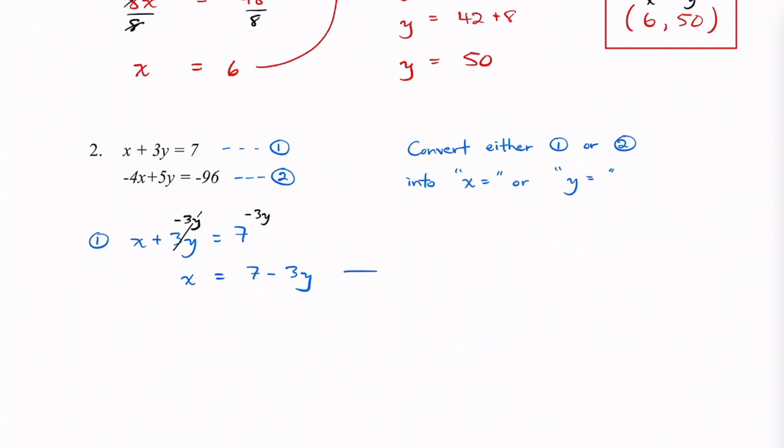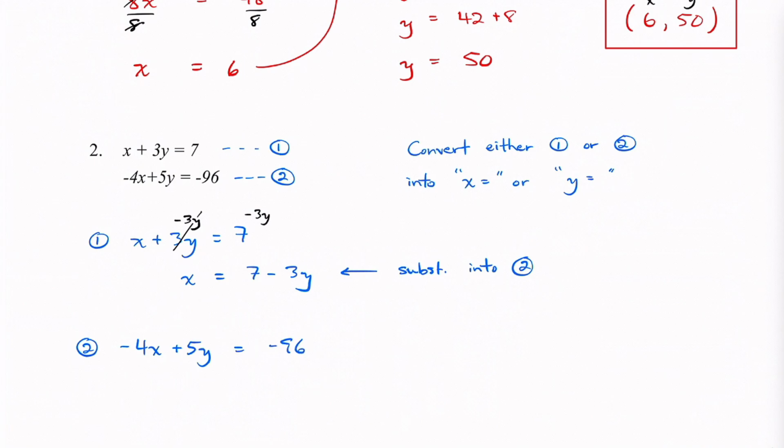And then what I'm going to do with this is I'll take that and I will substitute that into equation 2. Okay, so the one that I haven't used yet, I've already used equation 1. I'm going to take this and sub it into equation 2. So equation 2 was this. It was negative 4x plus 5y equals negative 96.